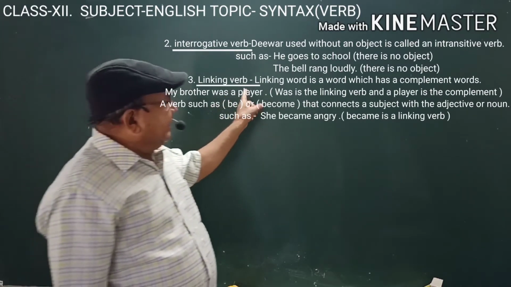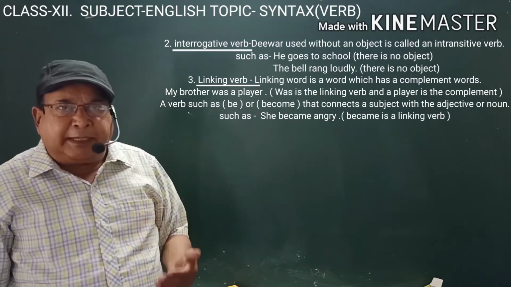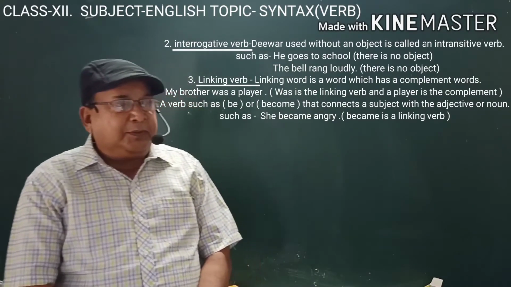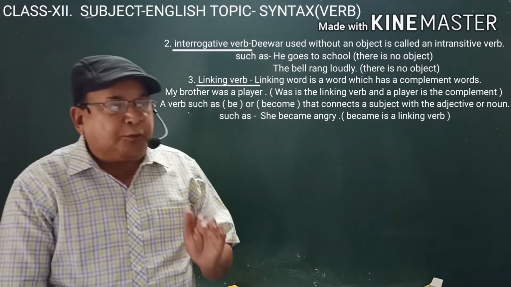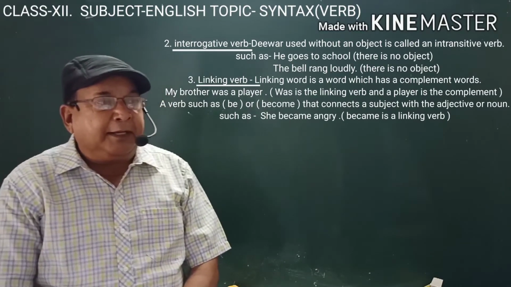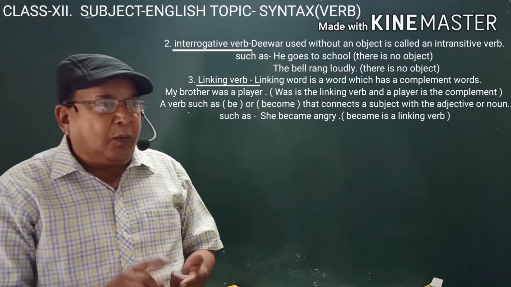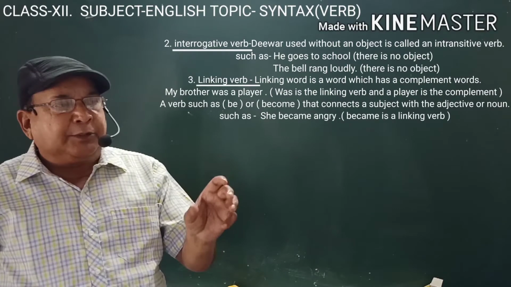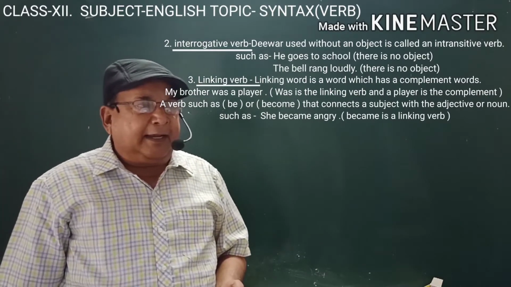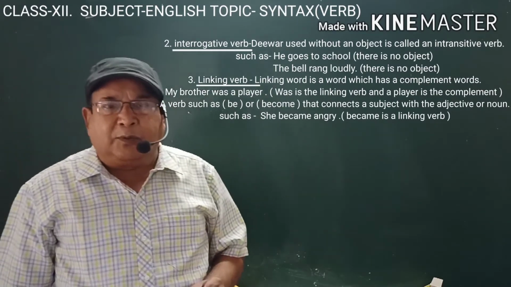Now we come to the second type of verb, that is intransitive verb. The verb used without an object is called an intransitive verb, such as he goes to school. In this sentence, if school is not written, then the purpose of goes will remain incomplete. So when we write to school, the sentence is completed, but this school is not an object. Another example of it, the bell rang loudly. In this sentence, there is no object. So that's why these verbs are known as intransitive verbs.